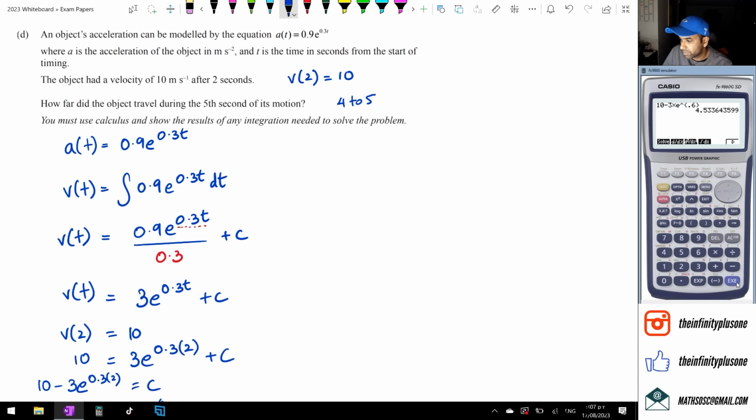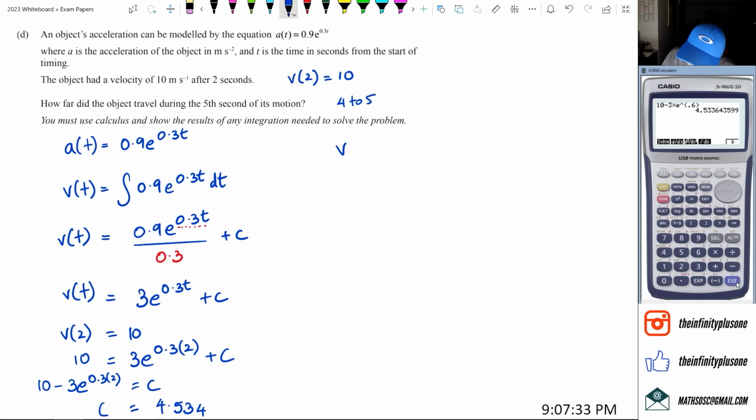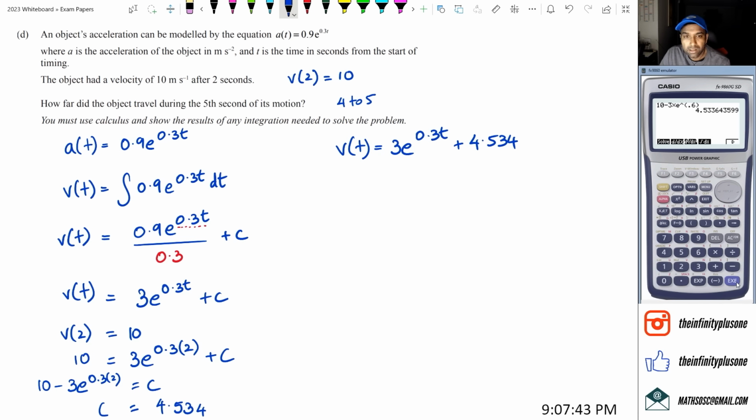Yeah, let's go 4.534. So my velocity function is equal to 3e^(0.3t) plus 4.534. Now I need to figure out how much the object traveled in the 5th second. So that means I need to look at it between 5 and 4. Now you could actually find the distance formula and then find s of 5 and subtract s of 4. That's pretty much what we're doing here, except we're doing this all in one shot.